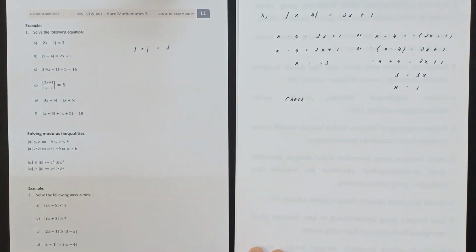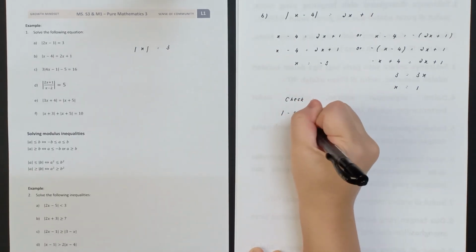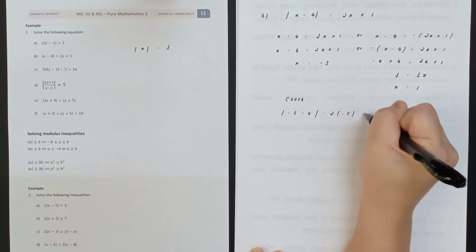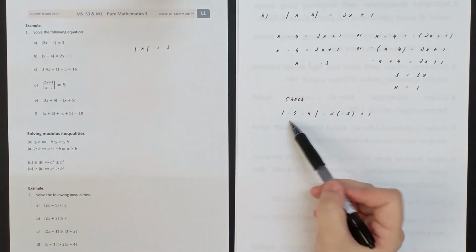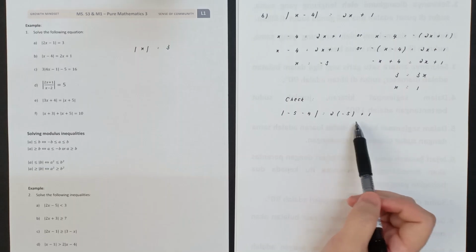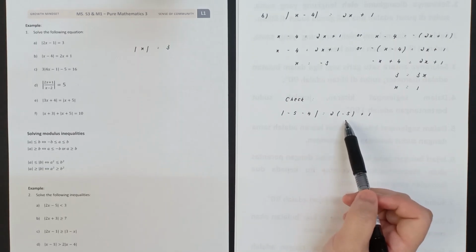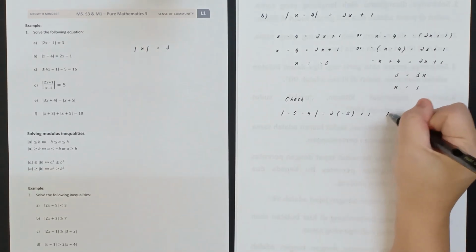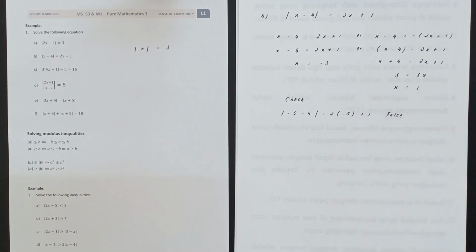So x equals -5 first. You can just plug it in. What you can realize here is -5 minus 4 gives -9. After the modulus, you should get +9. But here, 2 times negative 5 gives negative 10, and negative 10 plus 1 gives negative 9. So this is a false statement. Although you get -5, the answer is actually not -5. I will show you why later.